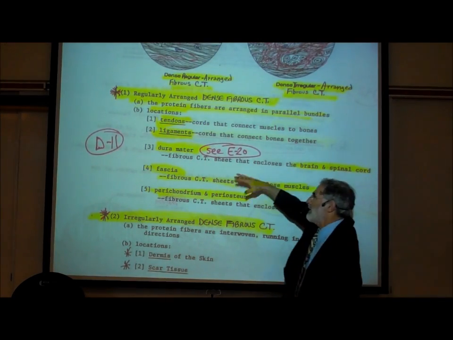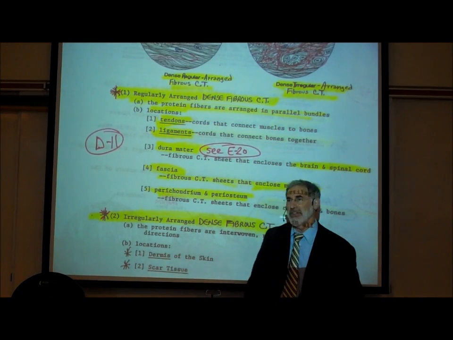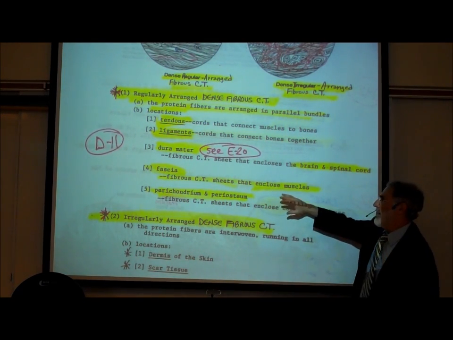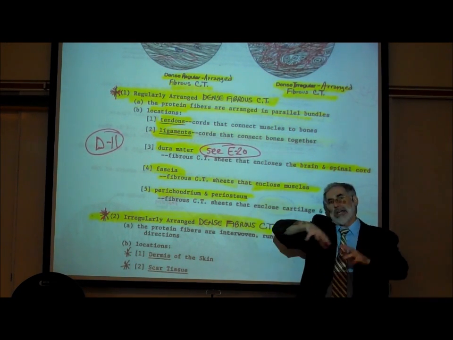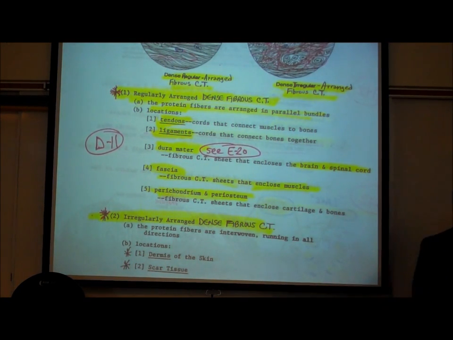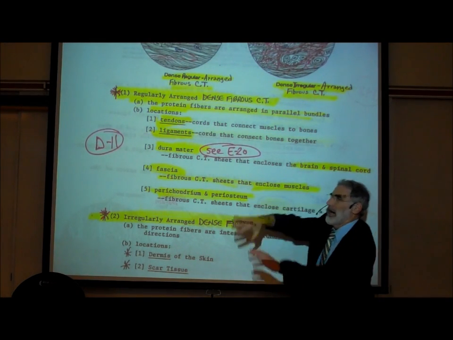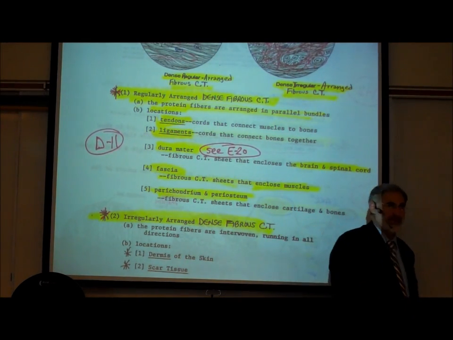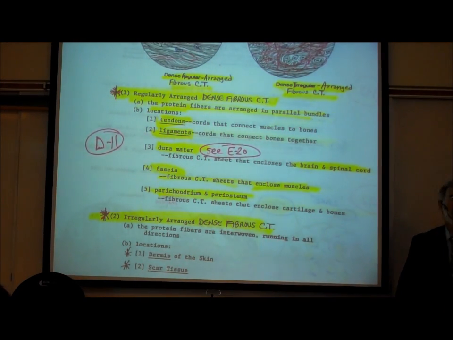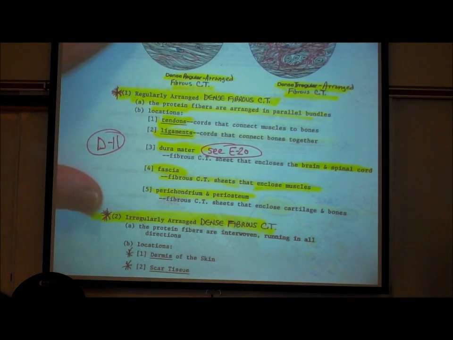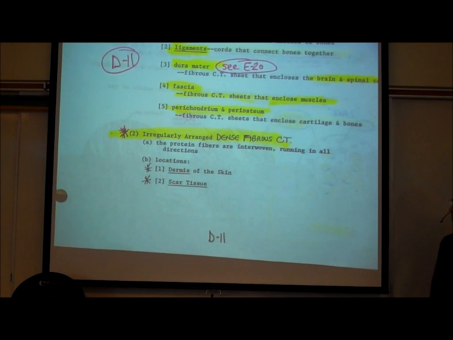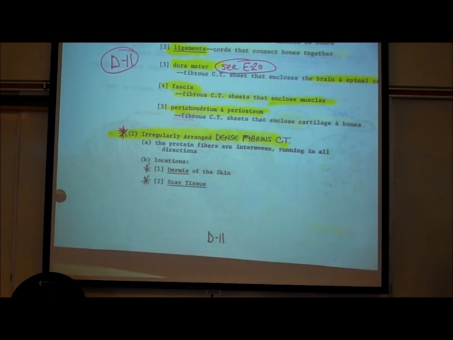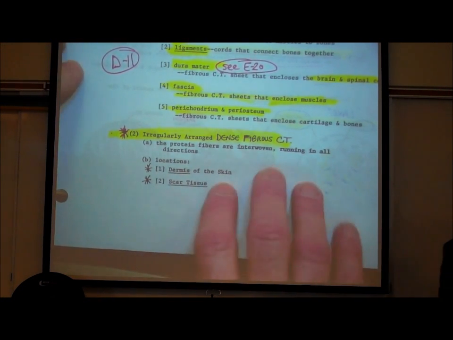So it's the same tissue as a tendon. The dura mater, that outer sheath around the spinal cord and brain, the periosteum, a protective covering around the bones, the perichondrium, a protective coating around the cartilage, fascia, a protective covering around muscles. All of these are made up of the same tissue, regularly arranged dense fibrous connective tissue. And again, the dermis of the skin and scar tissue are irregularly arranged dense fibrous connective tissue.